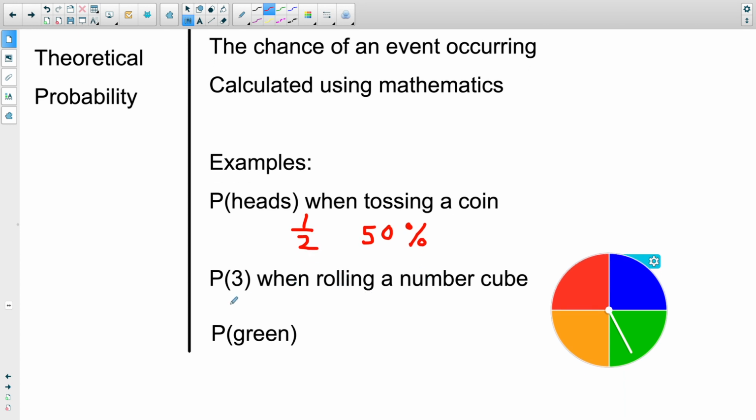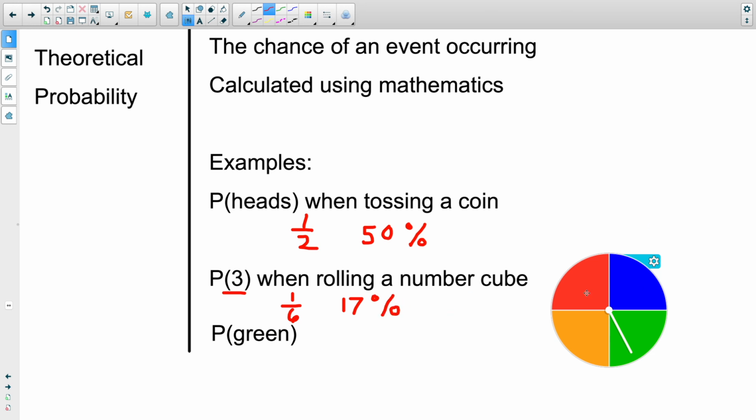When you roll a number cube, what's the probability that you'll get a 3? Well, there's 1 3 on a number cube out of 6 possible outcomes. So 1 out of 6, or about 17% of the time, you would expect to roll a 3. This is all the stuff we've done before.